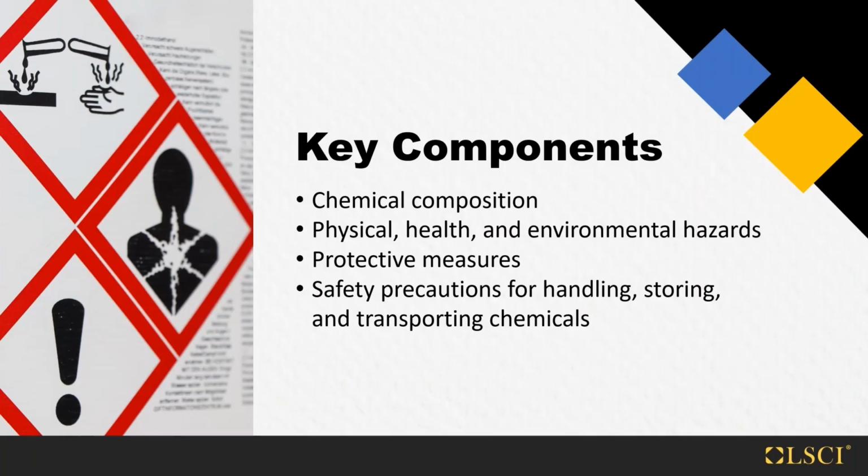Most safety data sheets follow a 16-section format thanks to OSHA and the Globally Harmonized System. Here are the most important parts: chemical composition, physical, health, and environmental hazards, protective measures, and safety precautions for handling, storing, and transporting chemicals. We'll go over those more in depth soon.